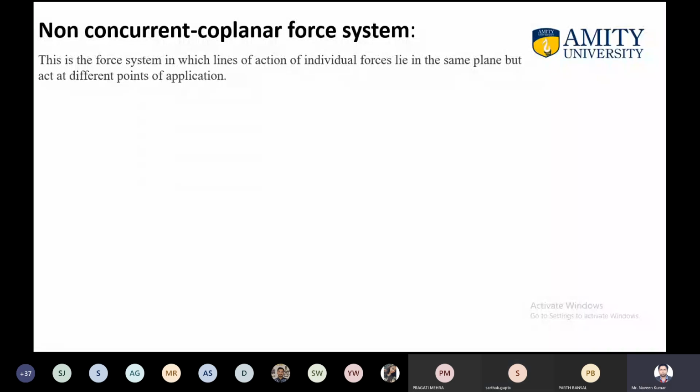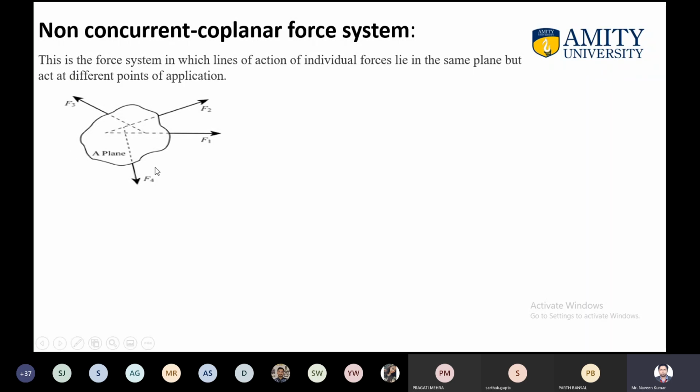Yes, see this non-concurrent force system. This is a force system in which the lines of action of individual forces lie in the same plane because they are coplanar, but they are acting at different points of application. Earlier, in the concurrent force system, the forces lie in the same plane and have the same point of contact. But here we have different points of contact for the different forces. So see, this is an example of a non-concurrent coplanar force system.